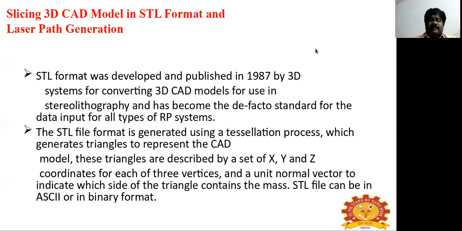The STL file format is generated using the tessellation process, which generates triangles to represent the CAD model. The triangles are described by XYZ coordinates. For each of the vertices, the unit normal vector indicates whether the triangle contains the mass. The STL file can be in ASCII format or in binary format.